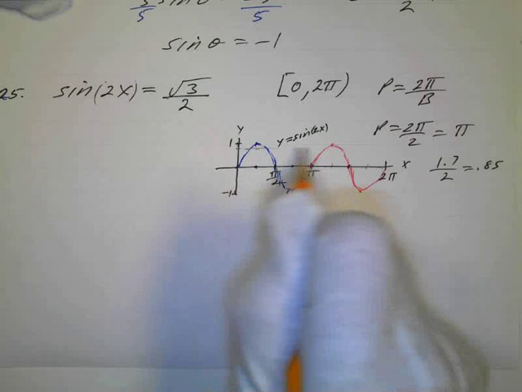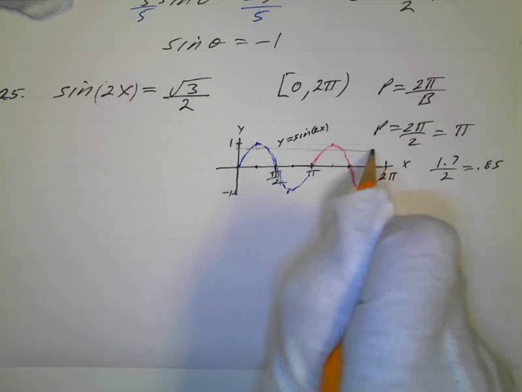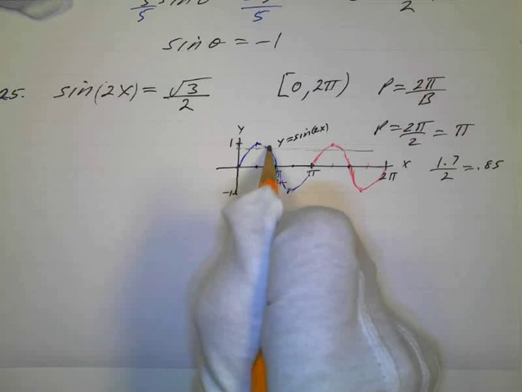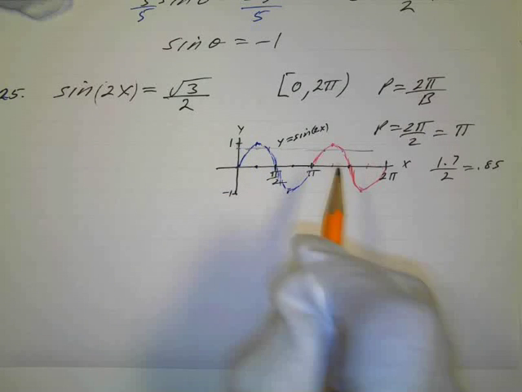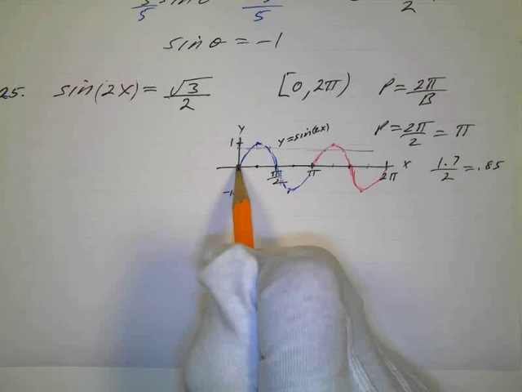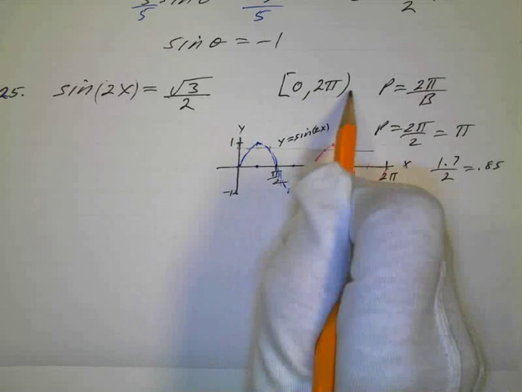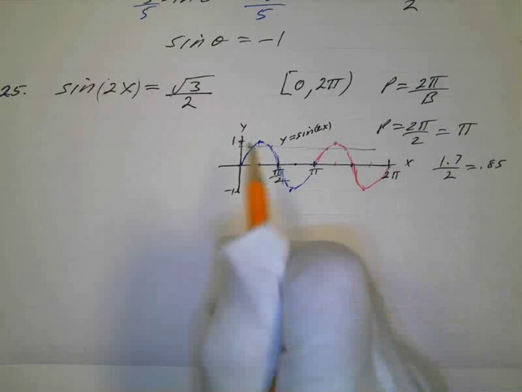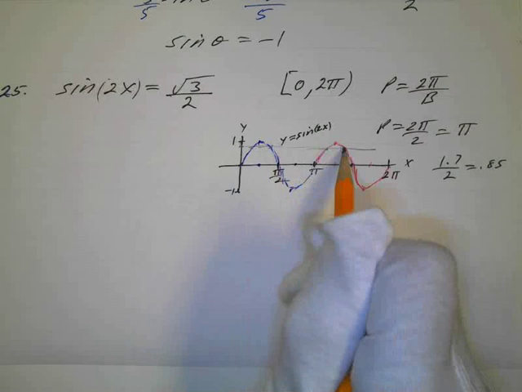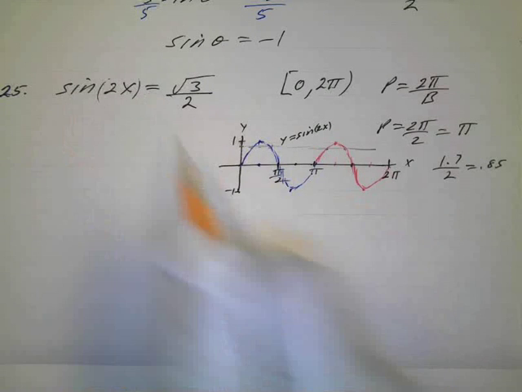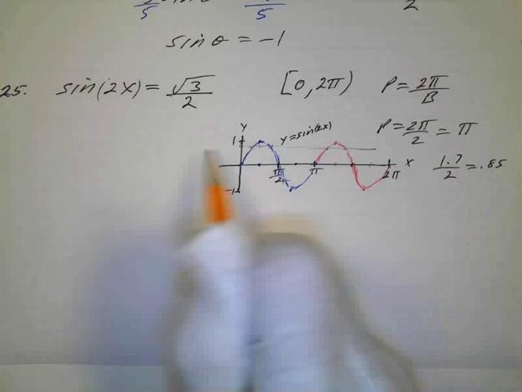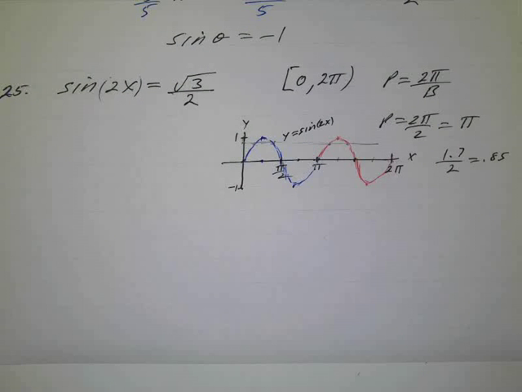So if I drew a little line here, you'd see we have a solution there, a solution there, a solution there, and a solution there. So over this 0 to 2 pi restricted domain we're talking about, we actually have 1, 2, 3, 4 places where this sine curve, the sine of 2x, is equal to 0.85 or the square root of 3 over 2. This is our approximation. So we'll have 4 solutions. That's what makes it a little more complicated problem. So I hope you appreciate that.